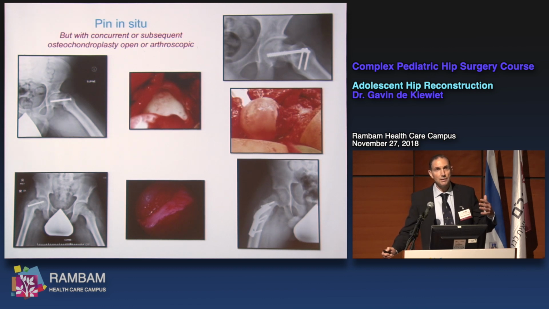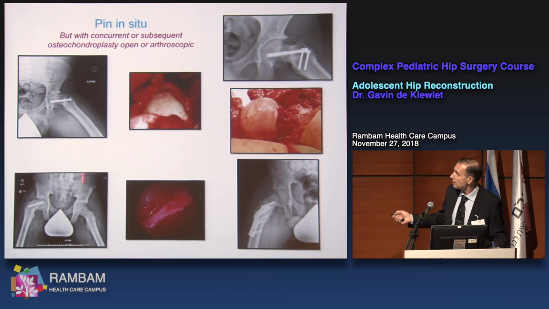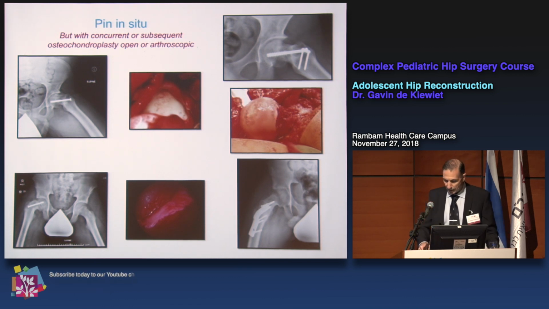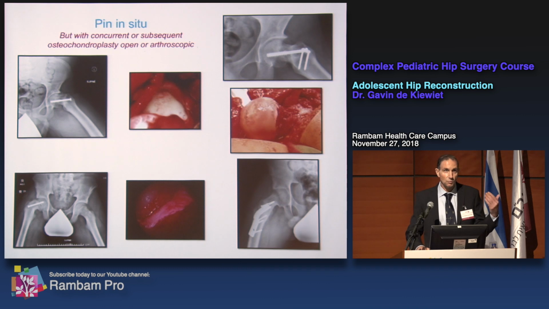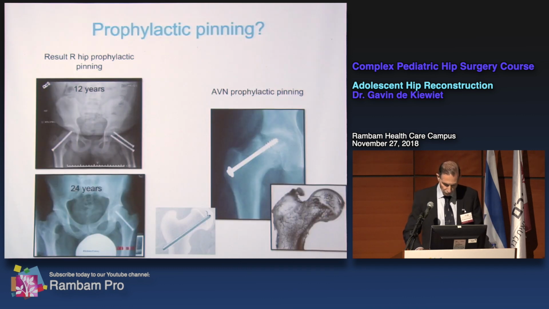Does it matter? We don't really know, because some of these children may well heal this kind of damage early on. But if you are going to pin in situ, you may want to think about doing a surgical hip dislocation and an osteochondroplasty to remove that bump. So providing you understand that that's what you may need to do, then you can pin them in situ.